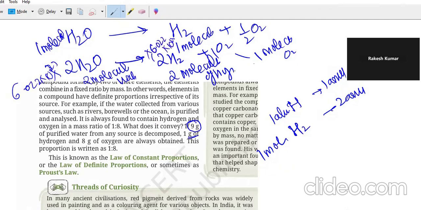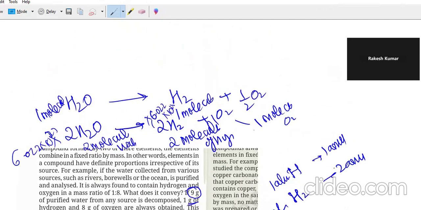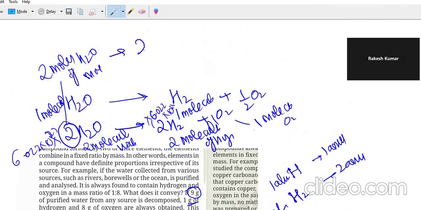6.022 and 6.022. So now it will convert into moles, and the mass will convert into grams. So this 2, which we were considering as molecules, we can directly write: 2 moles of H2O molecules give 2 moles of H2 molecules and 1 mole of oxygen molecules.